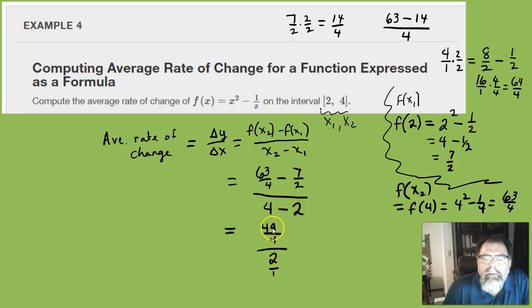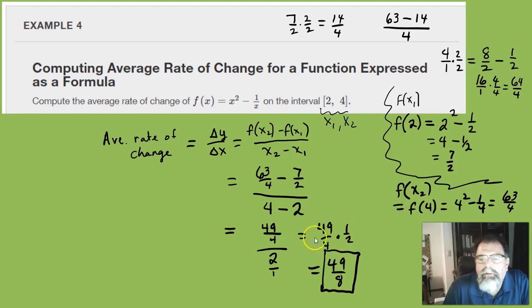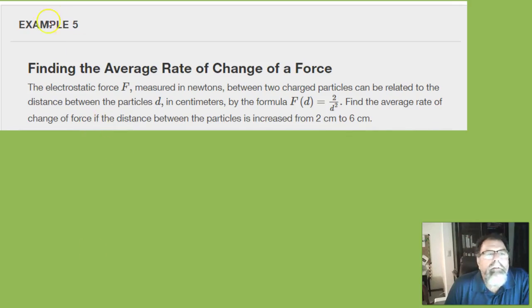And then the way you divide two fractions is you think of this as a divided by sign, and you multiply by the reciprocal. So 49 over 4 times 1 over 2, which gets me 49 over 8. So there's some review of fractions if you forgot how to do it. The other thing is, just learn how to use your calculator that has a fraction button. Save you a lot of headache. But that's good practice.